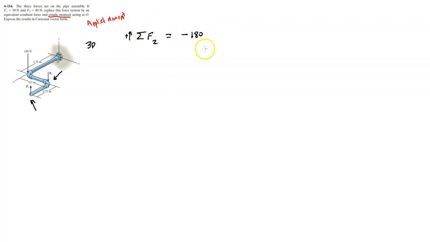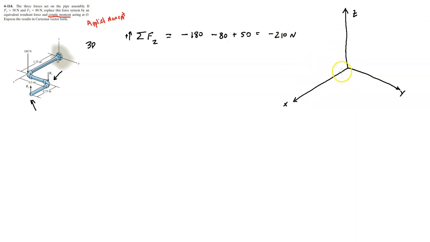Make sure you can see that. 180 down. F2 is also down. That's minus 80. But F1 is up at 50 newtons. And so then we would sum those together and we would get a resultant force as 210 newtons down in the z direction. So you could certainly go ahead and draw your axes here. Here's y, here's x, and here is z, right? And we can go ahead and apply that force at O, okay?